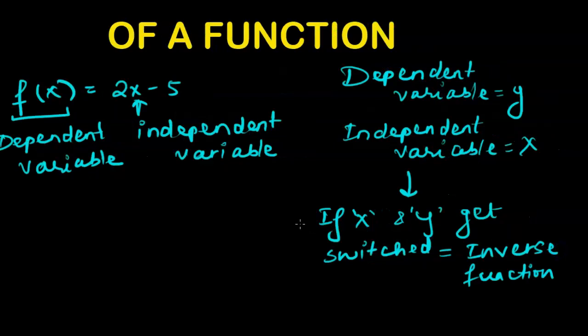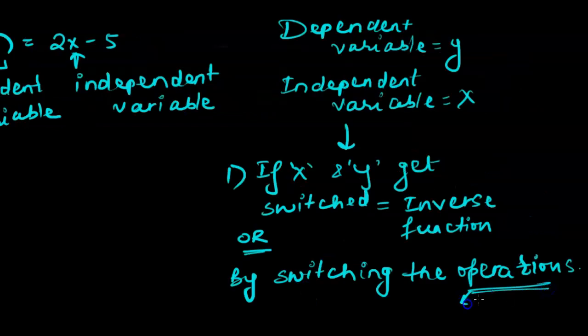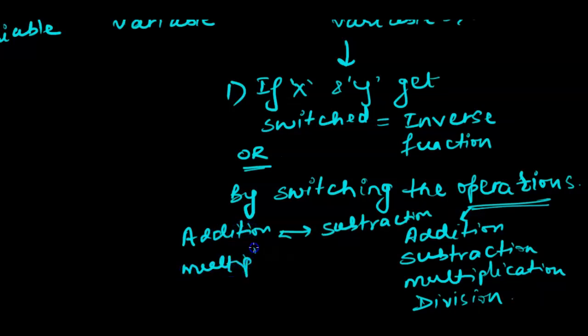So in the case of inverse functions, we either switch x and y. Switching of x and y means x becomes the dependent variable and y becomes the independent variable. Or the second way we can find the inverse function is by switching the operations. Operations in mathematics means addition, subtraction, multiplication and division. So whenever we are switching the operations, addition is going to be switched with subtraction and vice versa. Similarly, multiplication is going to be switched with division and vice versa.